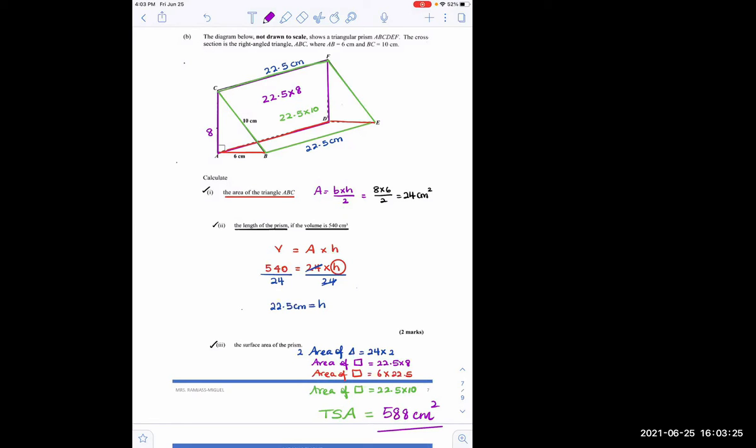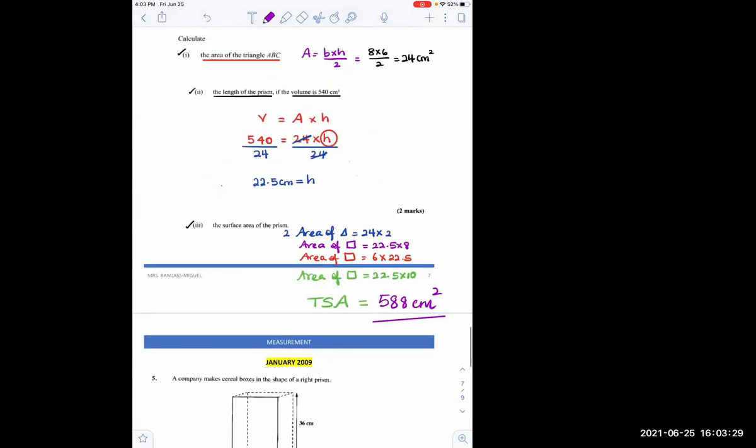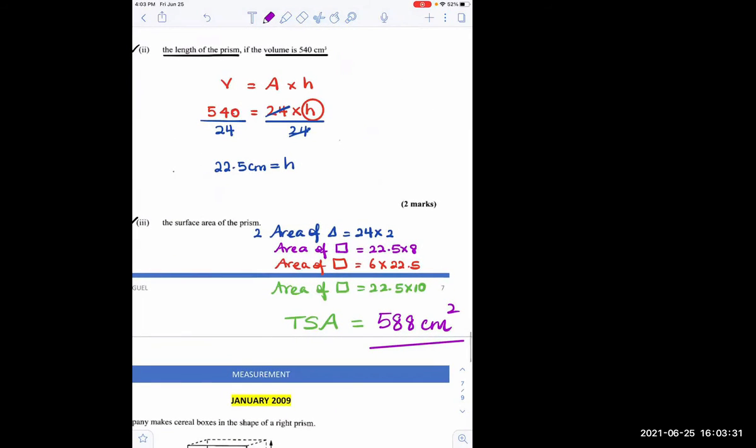Excuse me, you can scroll down a little bit, please. Okay, thanks. 22.5 by 6. So this is the width, and this is from the triangle.